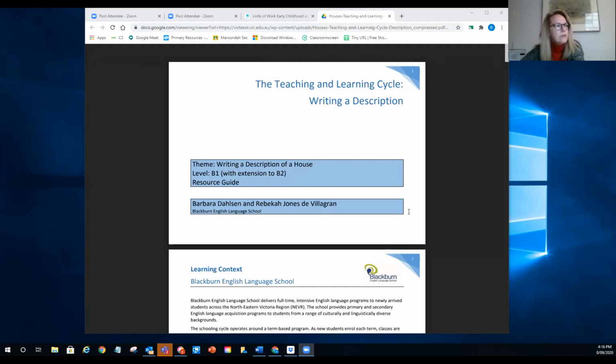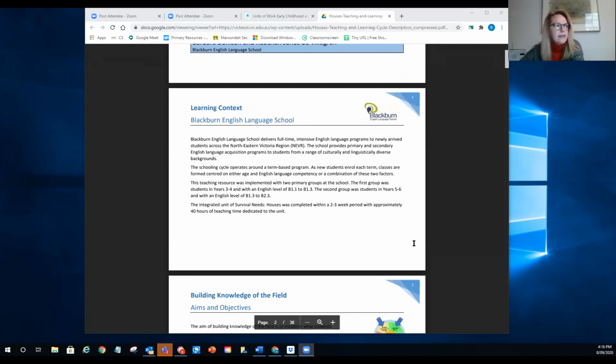The levels of our students were B1 with an extension to B2, and I'll just quickly reiterate what Leah said, that our students are new arrivals to Australia, so they come with very little English. My students were probably the equivalent of years 3 to 4, and my colleague had students in years 5 to 6 of a primary school. Some of our students had interrupted schooling and were pretty low level, right through to some higher B1, B2 students.